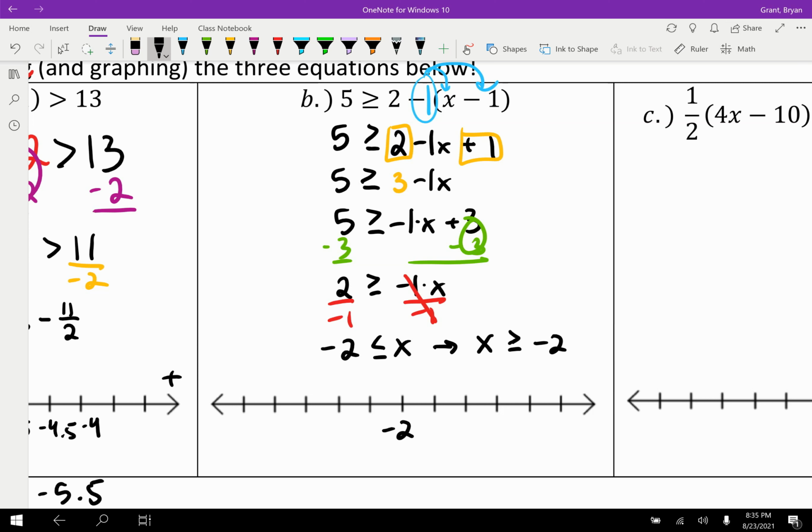So let's center at negative 2. Positives and negatives, negative 1, 0, and 1, negative 3, negative 4, negative 5. We are starting at negative 2. We need to be greater, which is more positive than -2. And because we can be equal to -2, we need to fill in that circle.